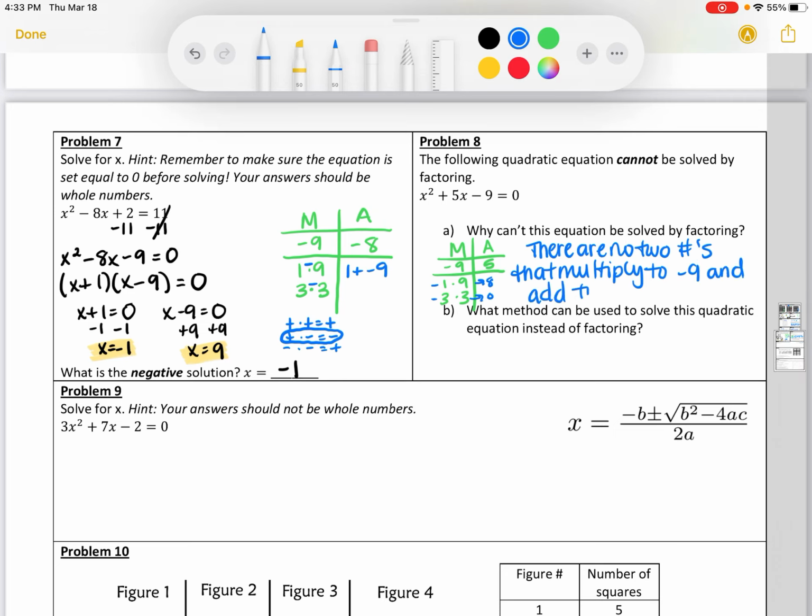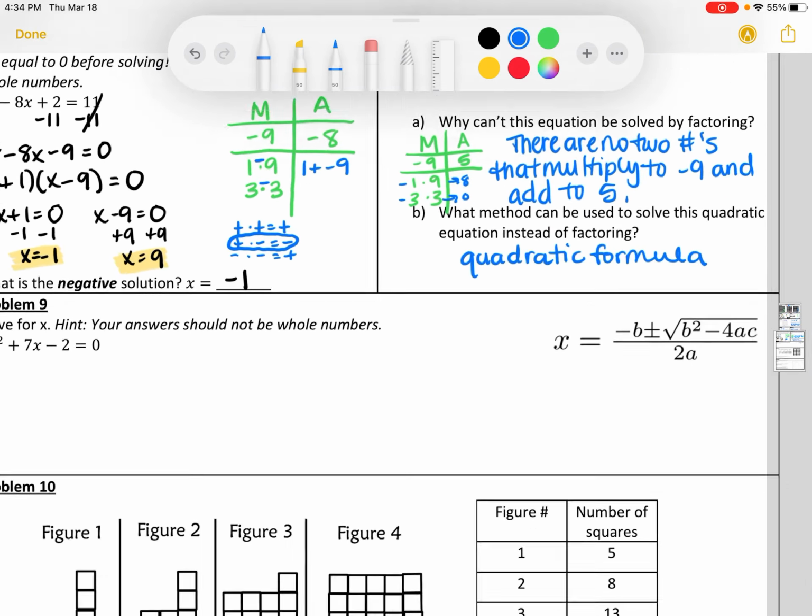And I told you this could happen, like even though it looks like something we should be able to factor because it's small numbers, there's nothing in front of x squared. We can try. If you get stuck, then there are no two numbers that multiply to negative 9 and add to 5. So what method can be used to solve? We can use, we just talked about this, the quadratic formula. If we can't factor it, we can use the quadratic formula. So that's what we're going to use in the next one.